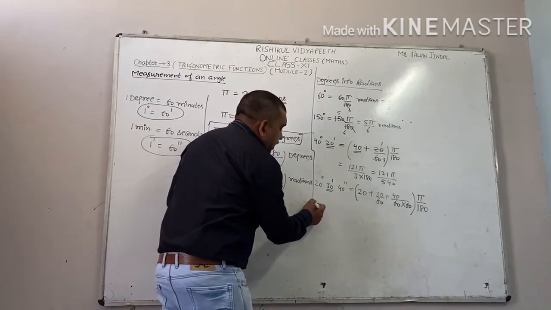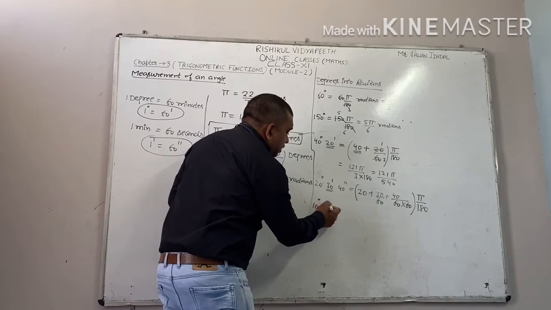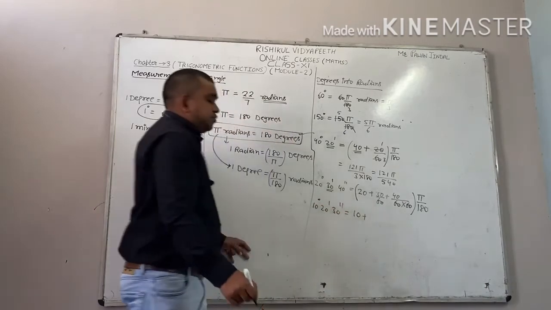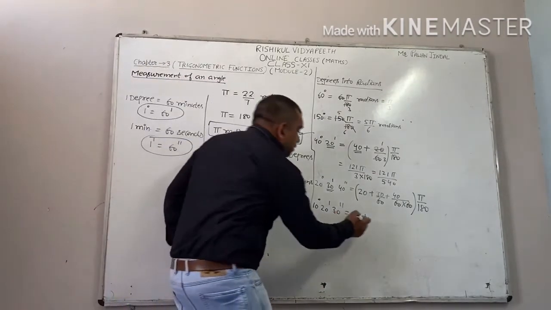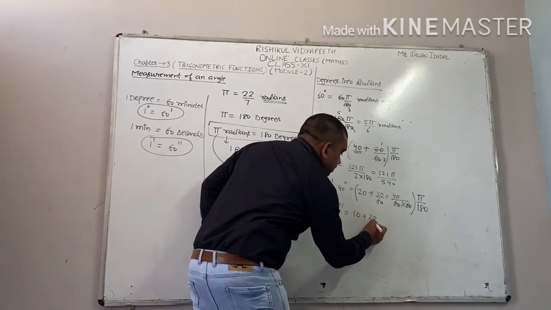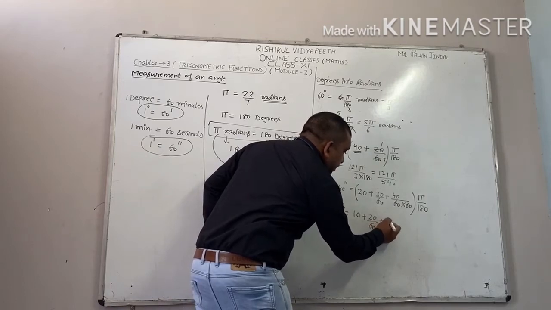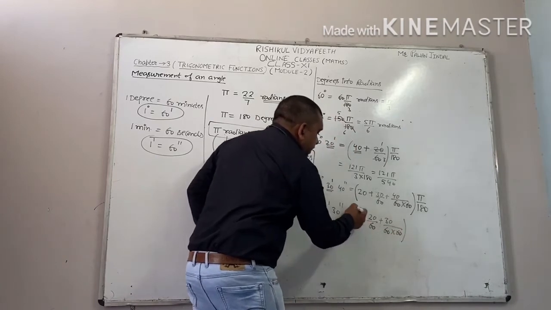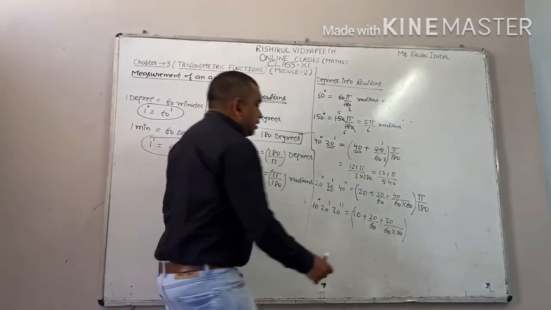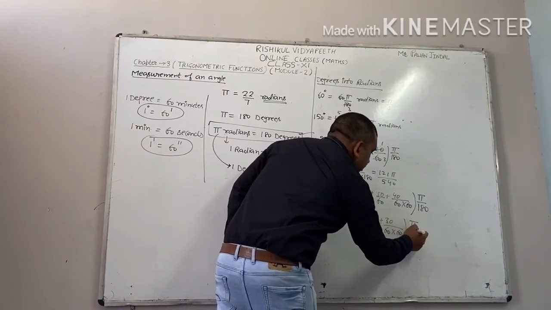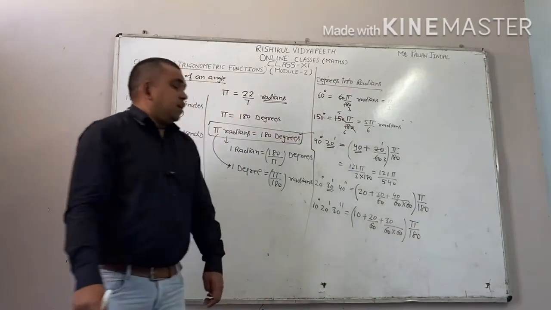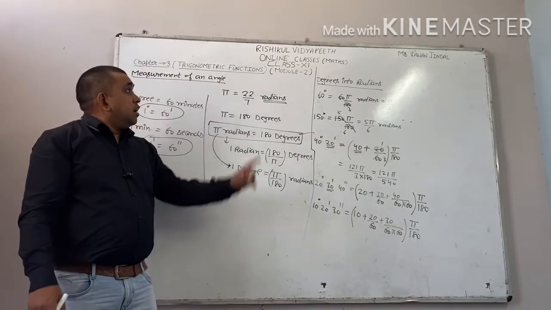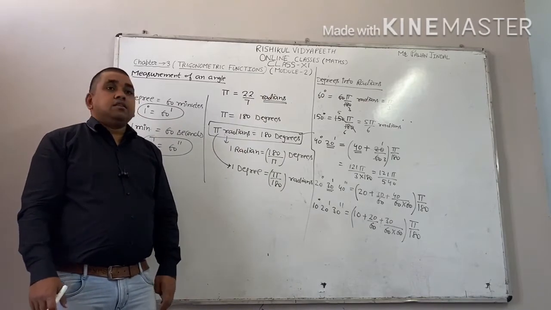One more. 10 degrees, 20 minutes, 30 seconds. See here, 10 is already in degrees. 20 minutes, convert it into degrees by dividing by 60. 30 seconds, divide by 60 and 60. This complete is in degrees. Now multiply by pi upon 180. This complete will convert into radians. In this way you can convert degrees into radians.